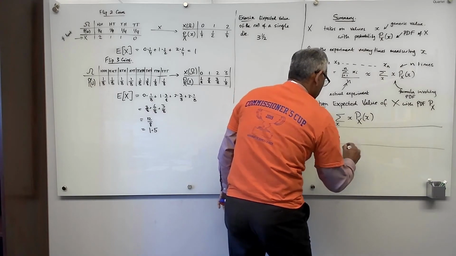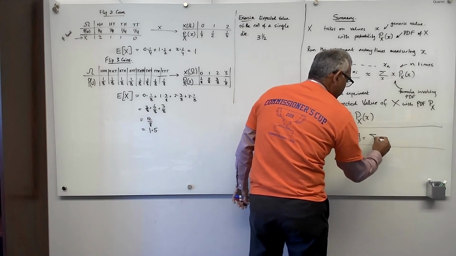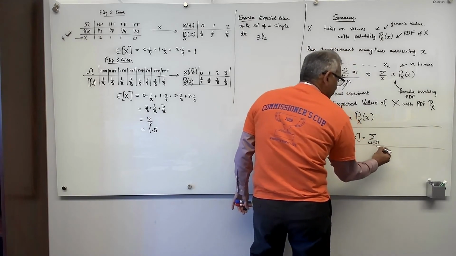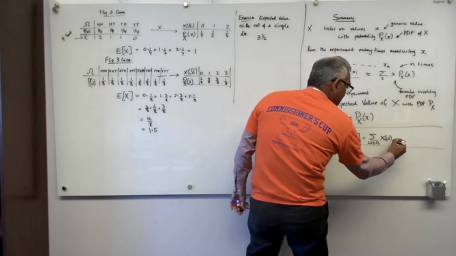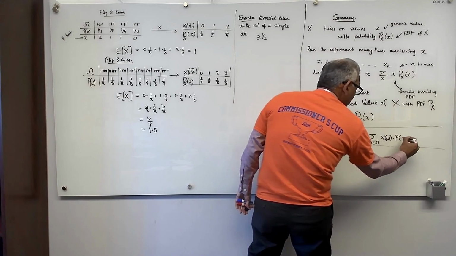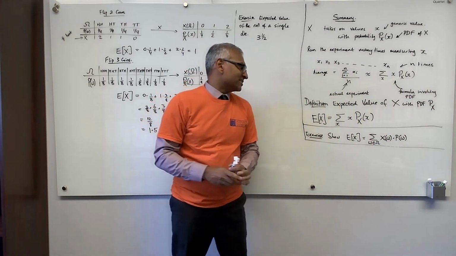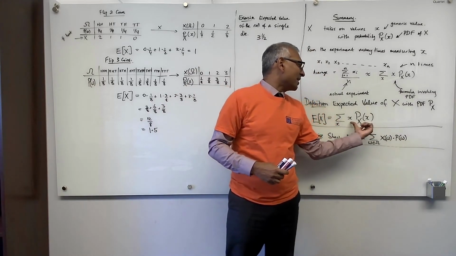Show that the expected value is also equal to the sum over the possible outcomes in your sample space of the random variable evaluated at your outcome times the probability of the outcome. Remember, the random variable is a function. It takes an outcome and produces a value. And then there's the probability of the value. So this and this are very similar.